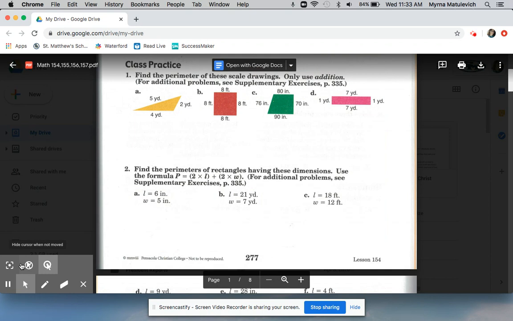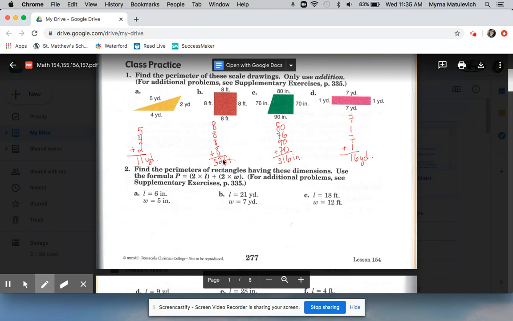Class practice. Find the perimeter of these scale drawings only using addition. So these are the answers you should have gotten. Remember to always put your linear units in your answer, and notice how the formula explains the addition that we did here. You see I did the length twice and the width twice for the rectangle, and for the square I added each side is the same length, so I added those all together, which should make you think about what the formula for the perimeter of a square will be.